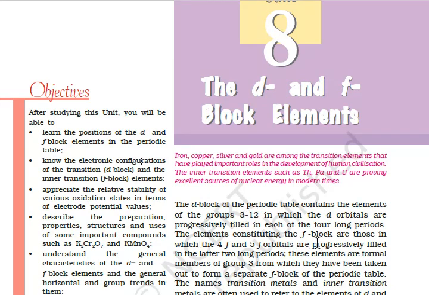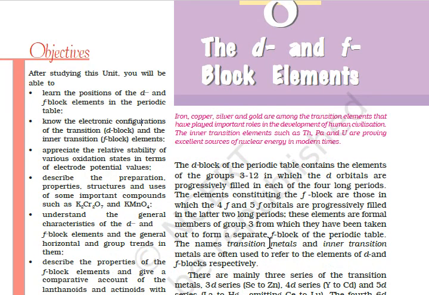The f block elements are also from group number 3, but they are separated due to their radioactive nature and also because they contain f orbitals. They contain 4f and 5f orbitals, which are progressively filled in the latter two long periods. These elements are formal members of group 3, from which they have been taken out to form a separate f block, which you generally see in your periodic table as the lanthanides and actinides.